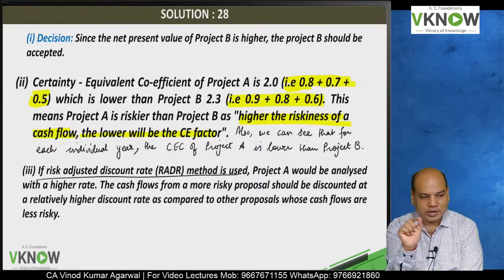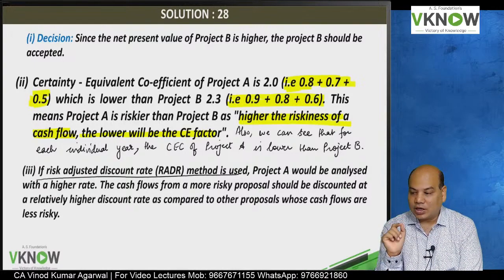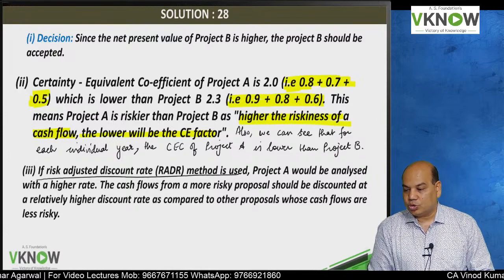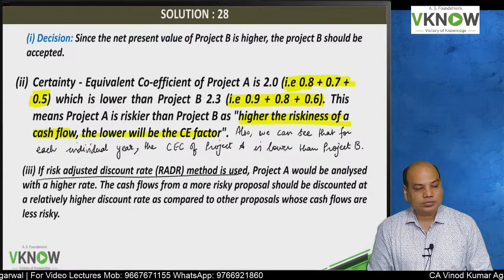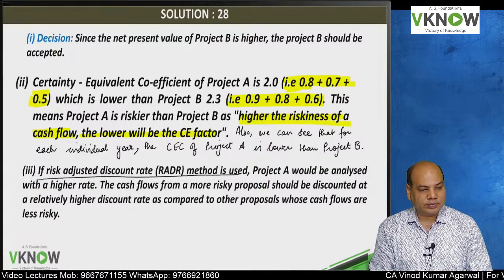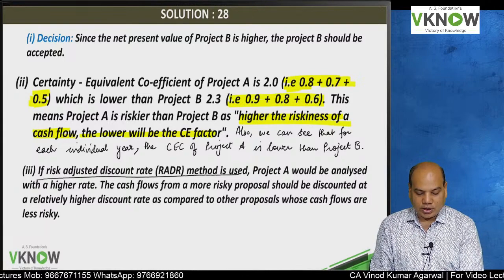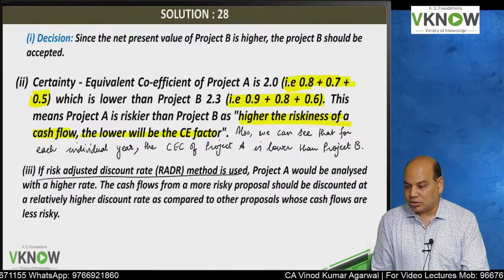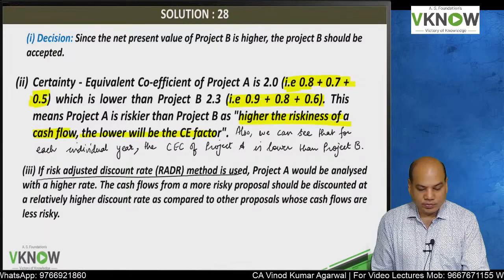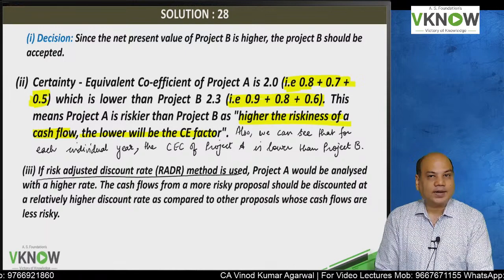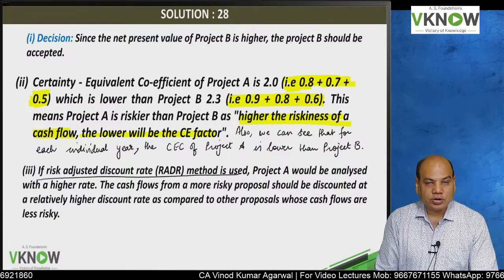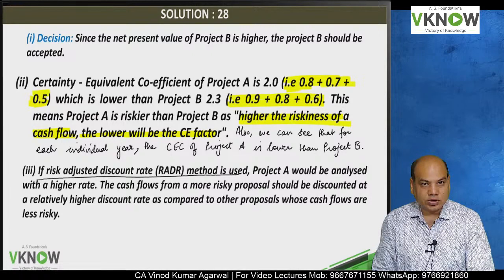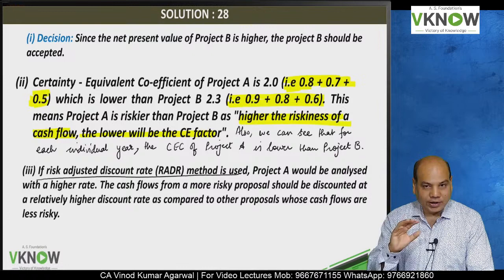Why? I have written the reason also. You can write that if you want. The reason is the cash flow from a more risky proposal should be discounted at a relatively higher discount rate as compared to other proposals whose cash flows are less risky. So that is how you will write a comprehensive answer.